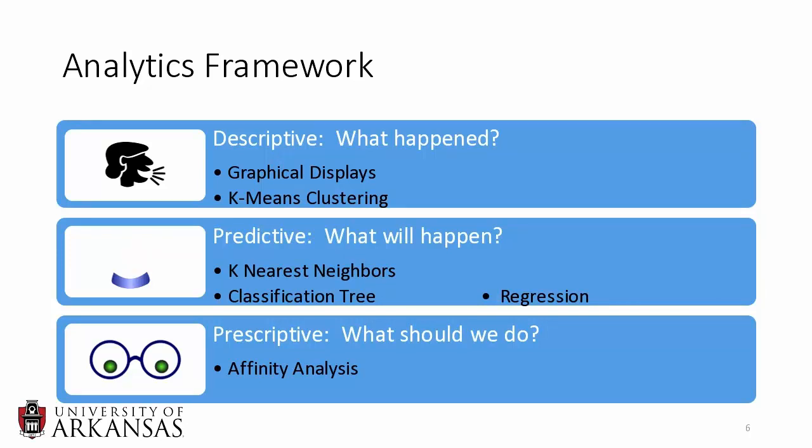The last category is prescriptive analytics. And this basically says, given that you know what happened, and given that you know what's going to happen, what should you do about it? And in this one, we talk a little bit about affinity analysis.